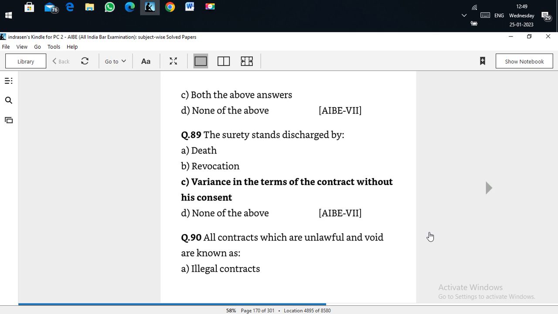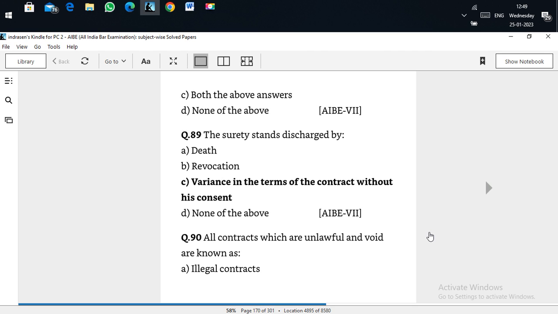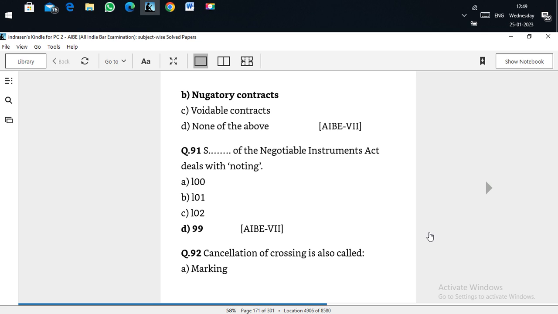Surety stands discharged by variance in the terms of the contract without his consent. All contracts which are unlawful and void are known as nugatory contracts.